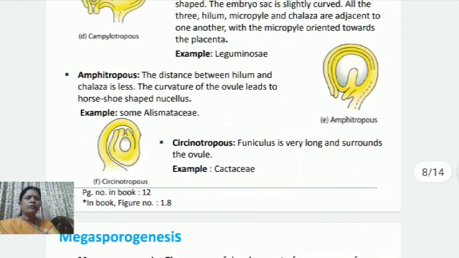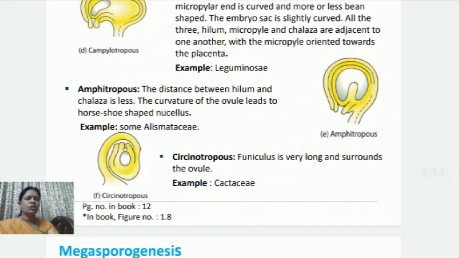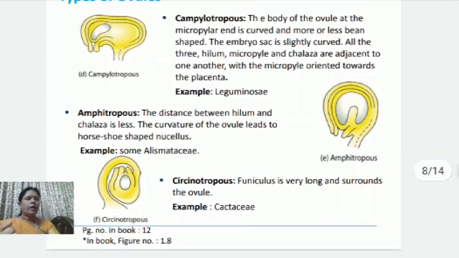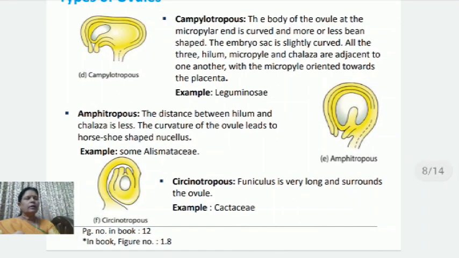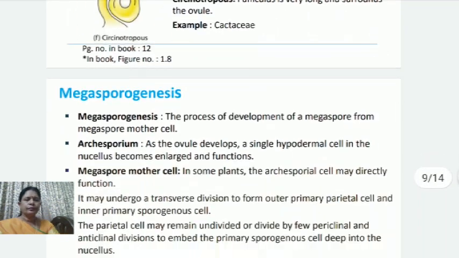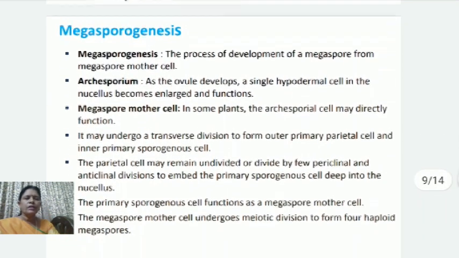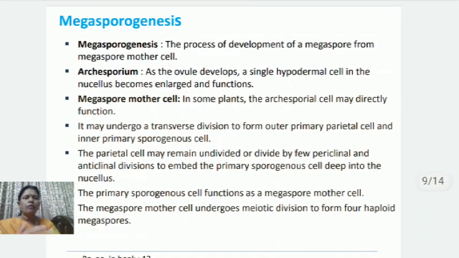The types of ovule you can expect as a 5-mark question also. So you have to give the diagram and you have to give the examples also. Next, we have discussed microsporogenesis. Now we will see about megasporogenesis. The process of development of the megaspore from the megaspore mother cell is called megasporogenesis.